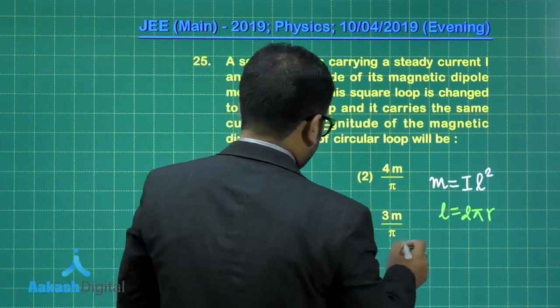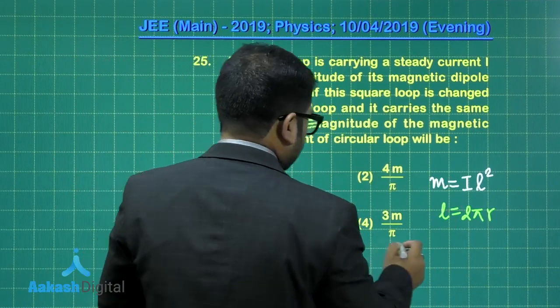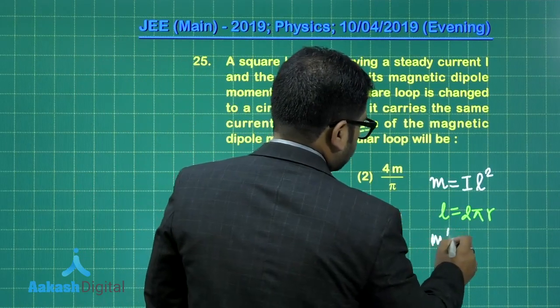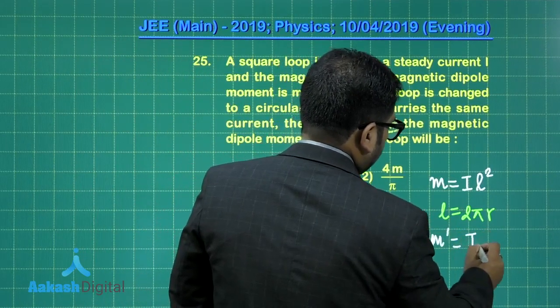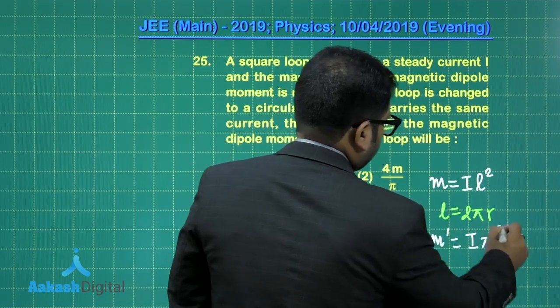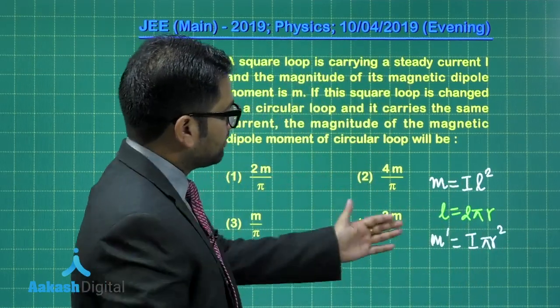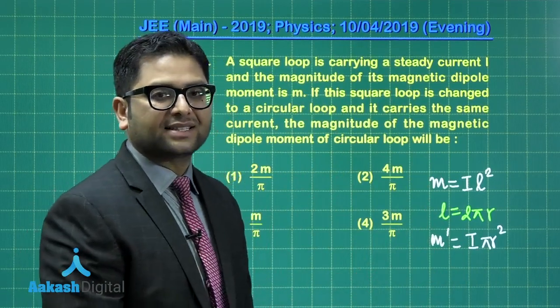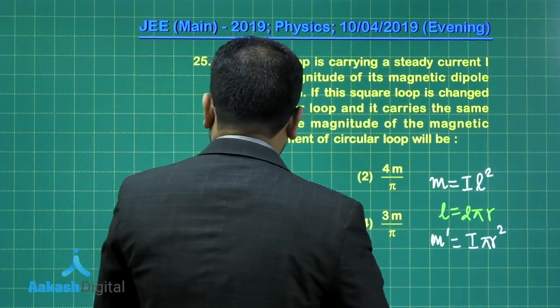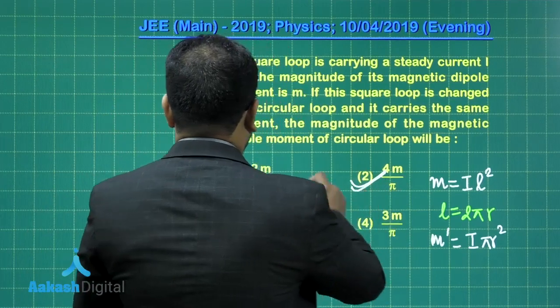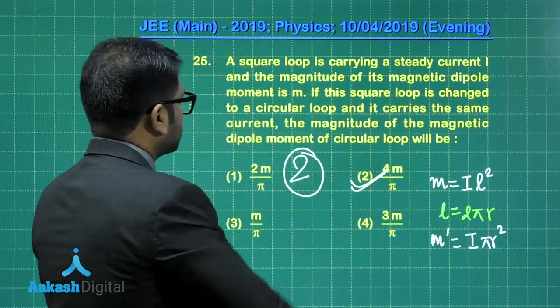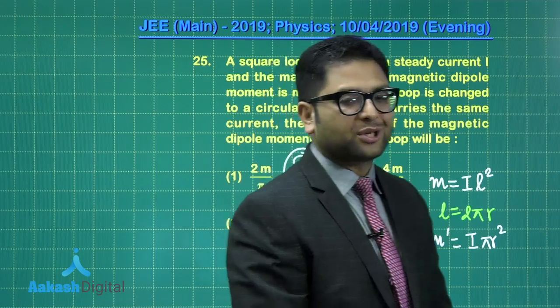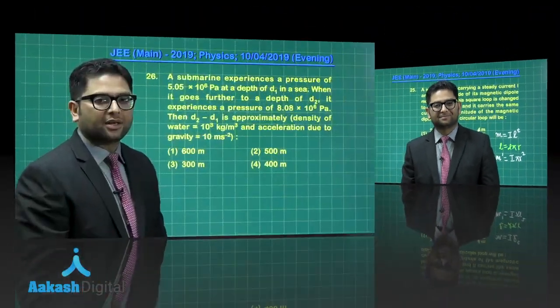In terms of M, quite obviously, that's very clear. So here M dash would be equal to I multiplied by pi R square. That's the new magnetic moment, and you can easily calculate it in terms of the previous magnetic moment. You do this, and option number 2 would be the correct option for the 25th question. Time to proceed to the next one.